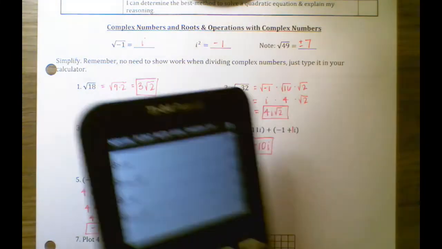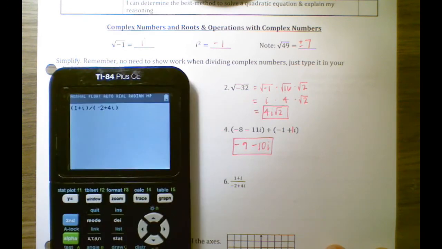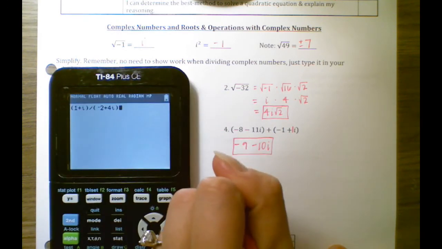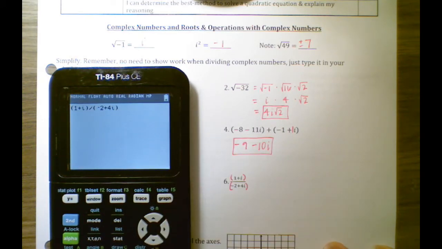Okay? All right, number 6. Remember, you guys are just typing the division into the calculator. Now, some of us had trouble using the alpha y equals fraction key. So if your calculator is not working with that, remember, you guys can just put parentheses 1 plus i, to get the i it's second and the little dot at the bottom, divided by -2 plus 4i. And remember to put the numerator and denominator both in parentheses, okay? It just helps your calculator read what you want it to do better.